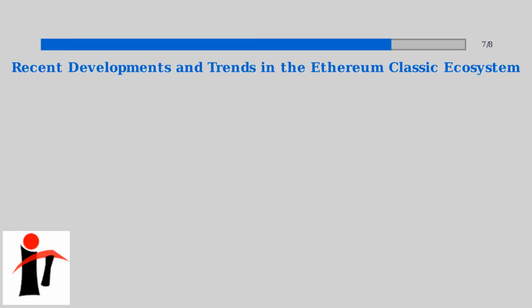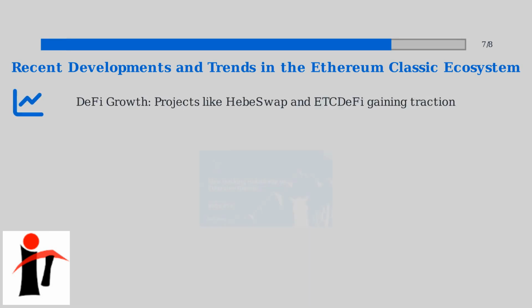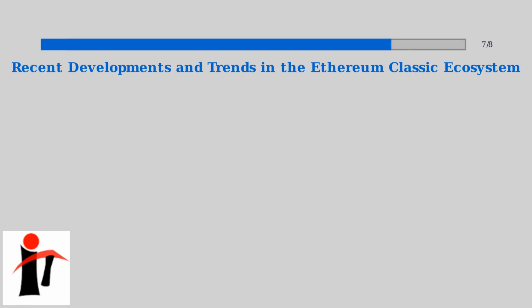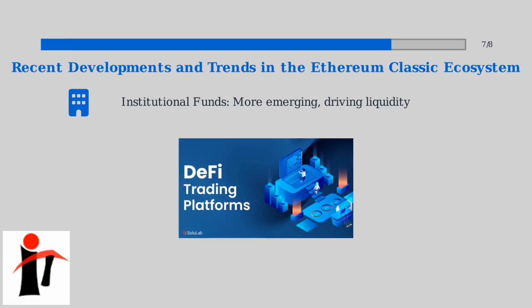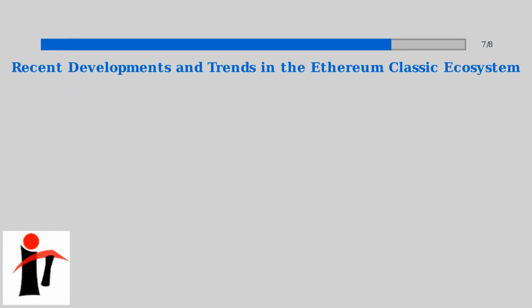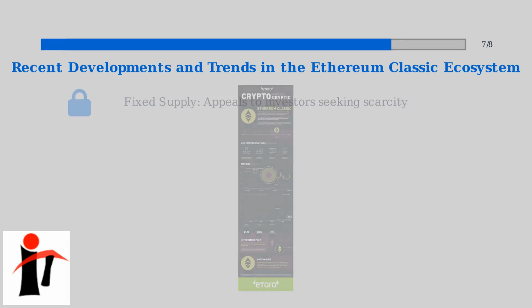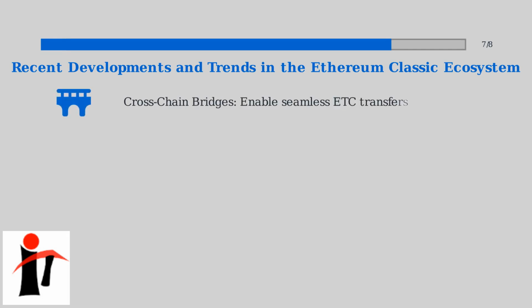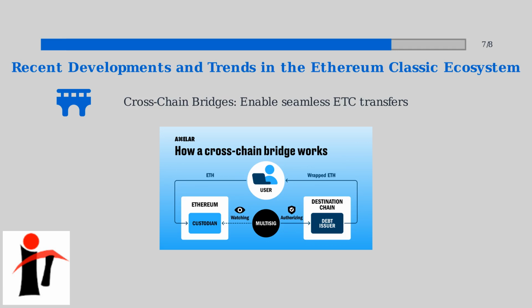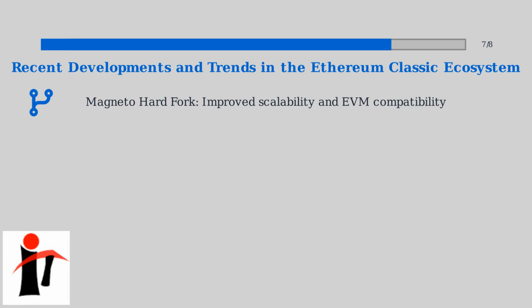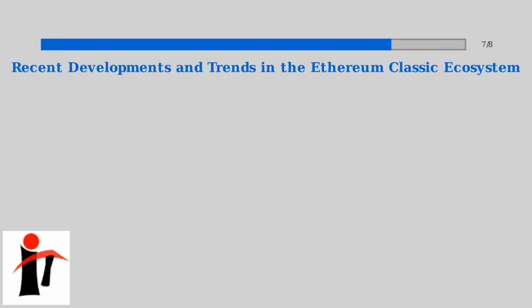Ethereum Classic has seen significant recent developments and trends in its ecosystem. DeFi growth has been strong, with projects like Hibiswap and ETC DeFi gaining traction among users. More institutional funds are emerging, which helps drive liquidity in the ETC market. ETC's fixed supply appeals to some investors who prefer assets with scarcity and no inflation. Cross-chain bridges are enabling seamless ETC transfers to other blockchains, boosting usability. The Magneto hard fork in May 2025 improved scalability and compatibility with Ethereum virtual machine tools.